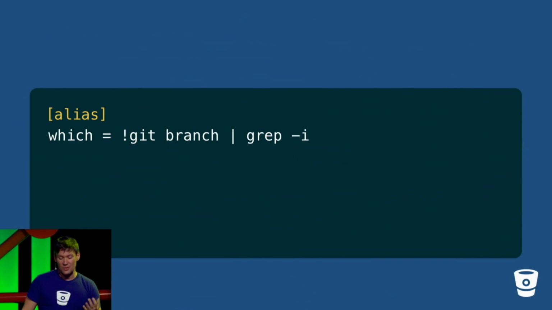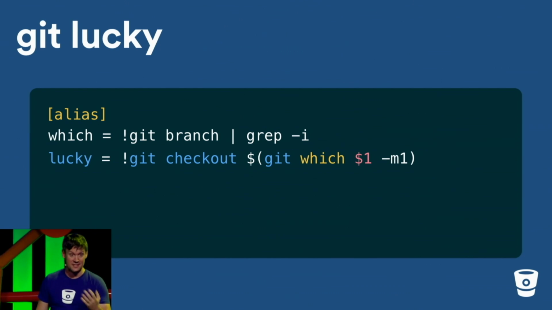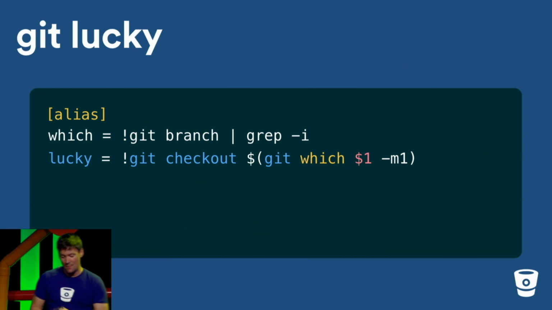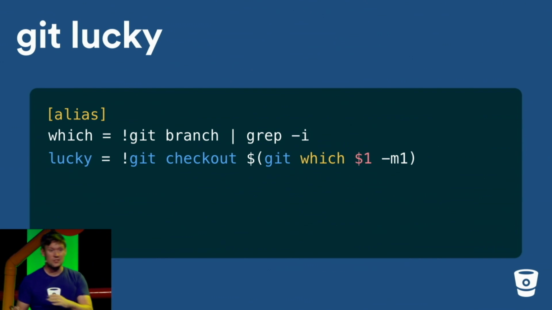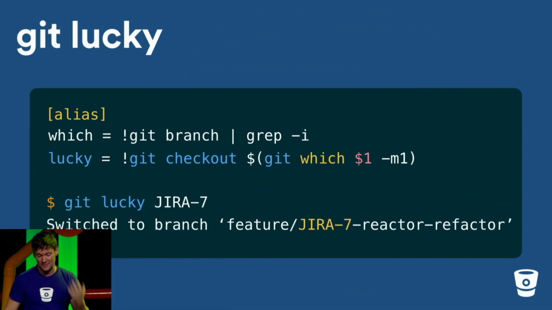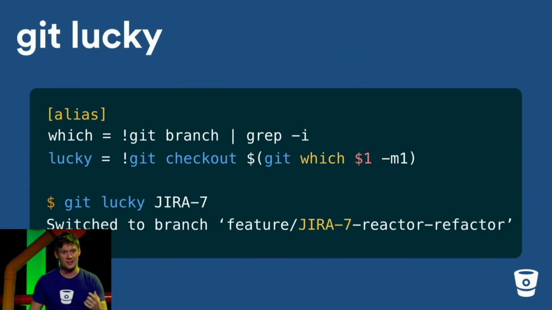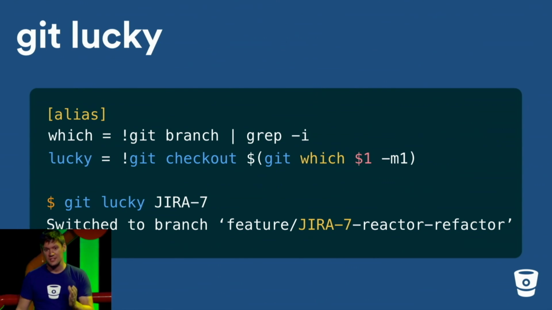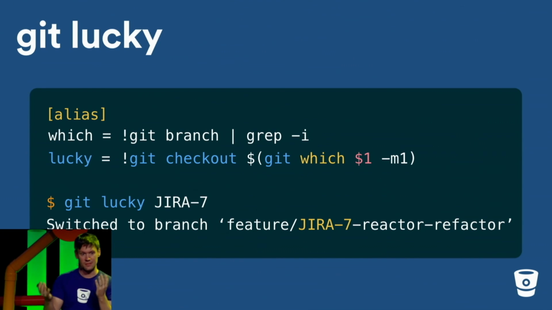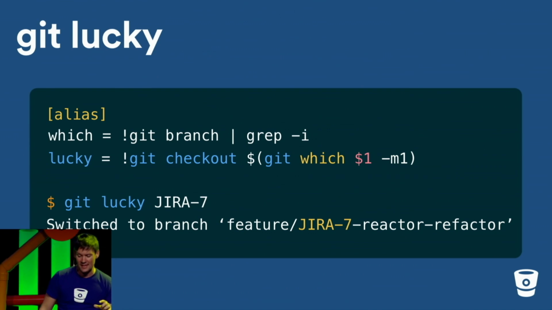So let's extend that which alias with another one called lucky. Now, this alias, git lucky, is actually building on top of our which alias by passing the output of which to git checkout. So it's basically emulating the I'm Feeling Lucky functionality on Google. So instead of just searching for branches, it's actually going to check out the first one that it finds. Now this is using positional parameters, or positional arguments. So we're actually evaluating $1 using shell or bash syntax and passing that into the git checkout command.